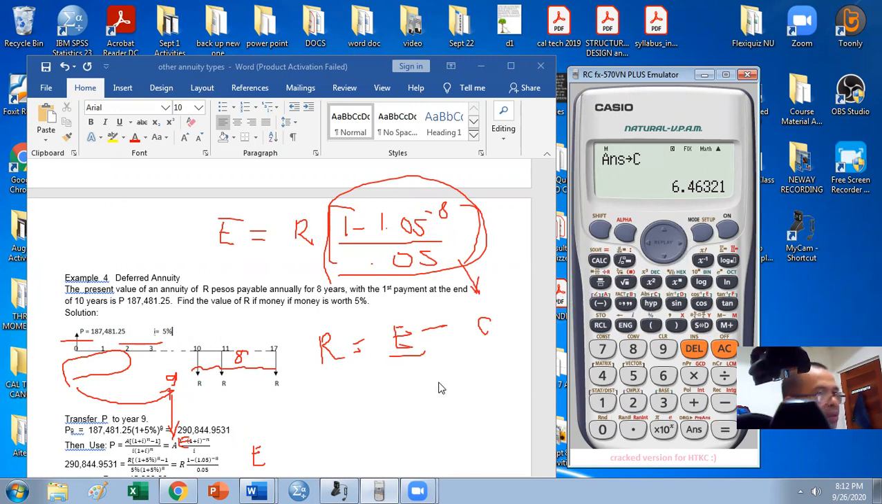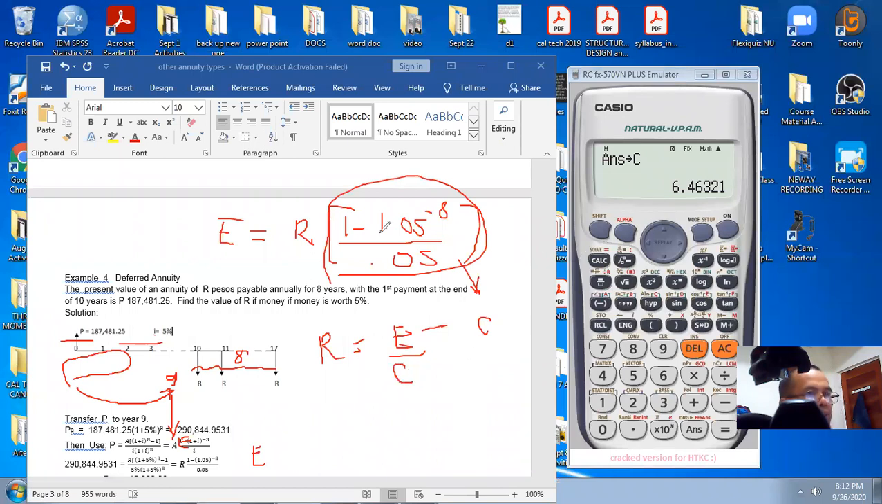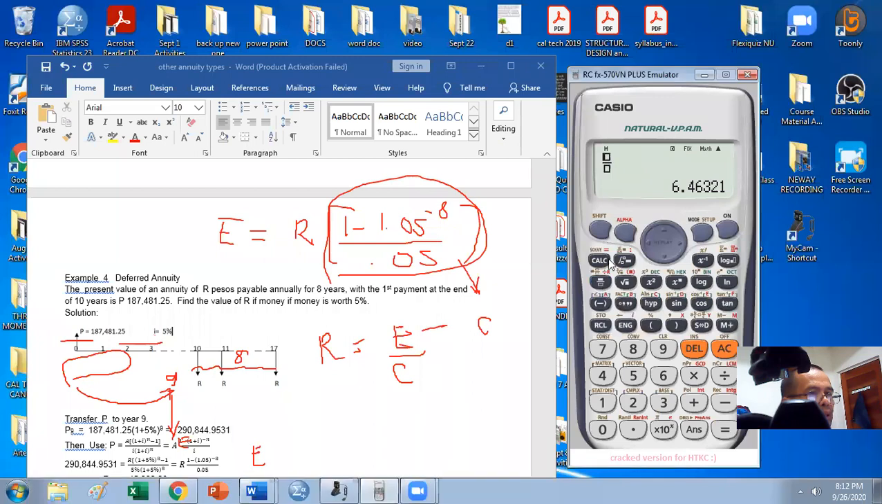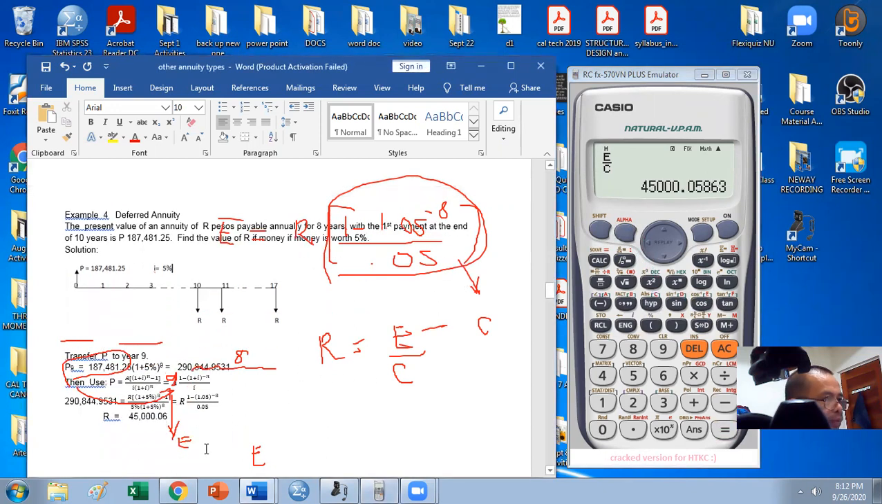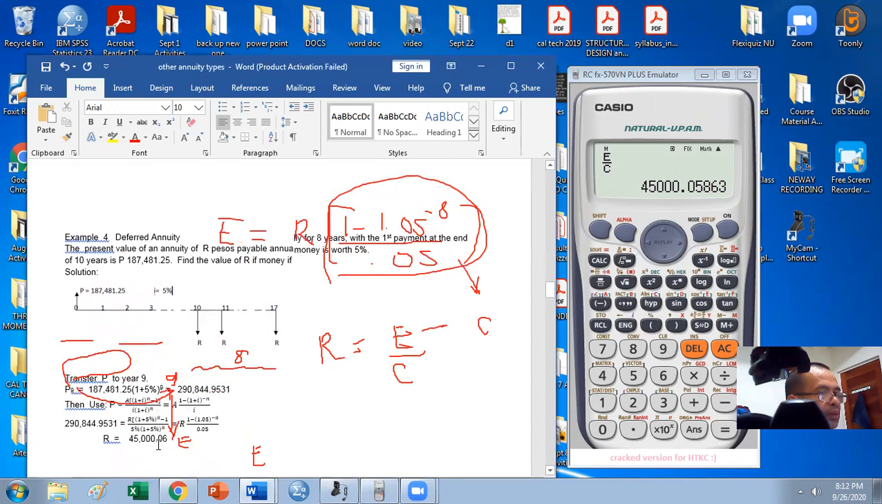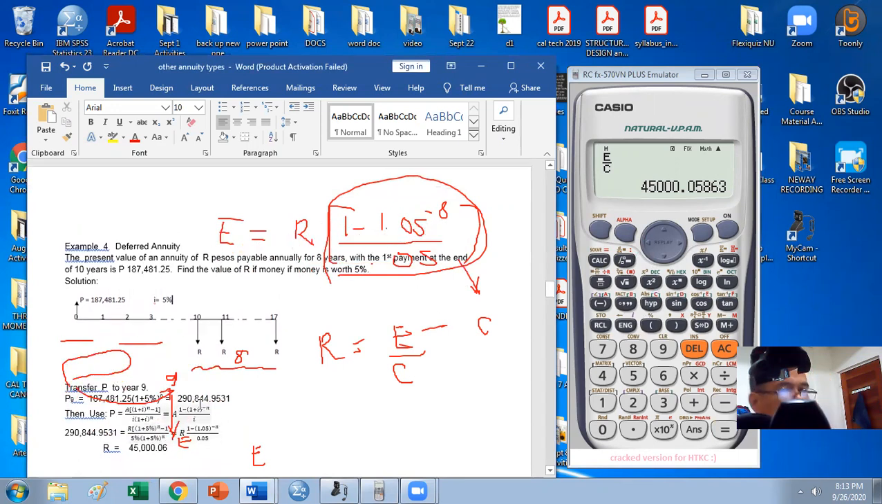So therefore, what will be your R? R will be what? E divided by C. So what is that E divided by C? Okay, that is E divided by C. That will give you the value of R. R is what? 45,000.06. Okay? So ganito na lang muna.